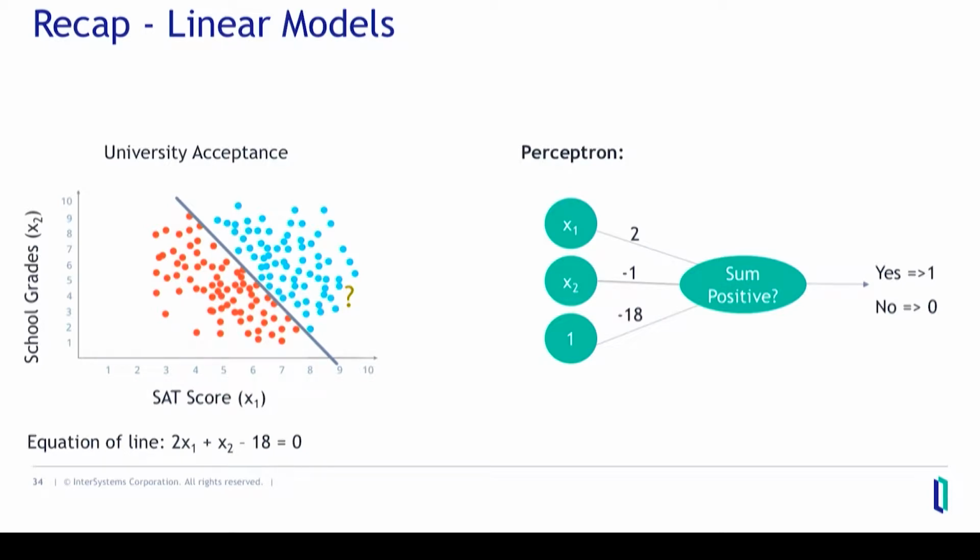Is this weighted sum positive? That is, does this point fall on this side of the line? If so, then predict that yes, they will get accepted. If not, then they will get rejected, or at least that's what we predict. And that's basically the building block of artificial intelligence, this perceptron. It's very simple, but it's very effective.